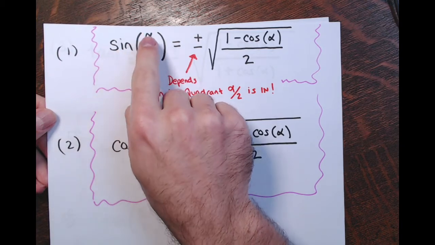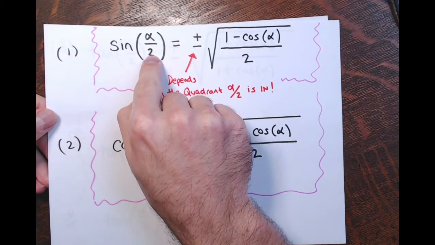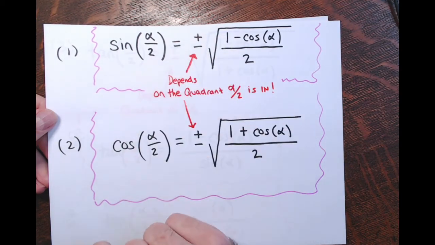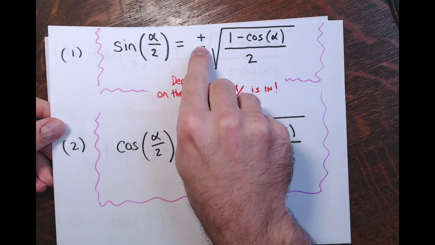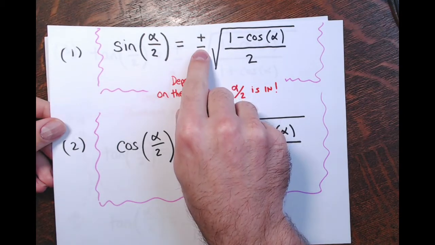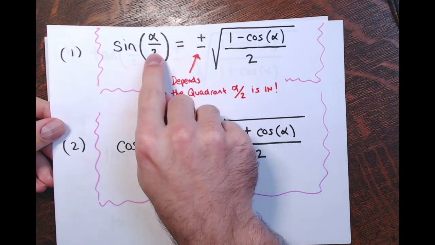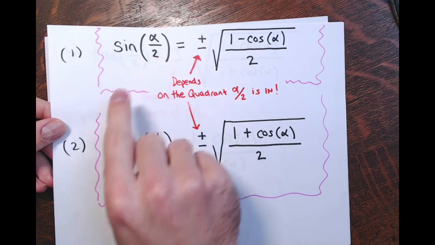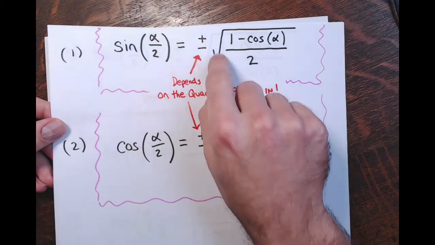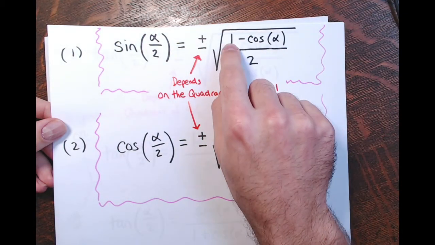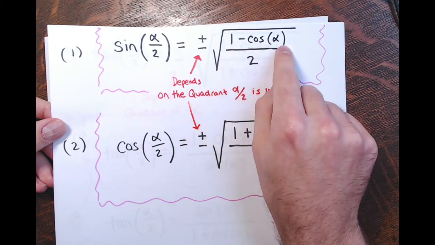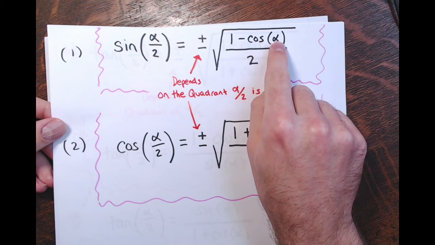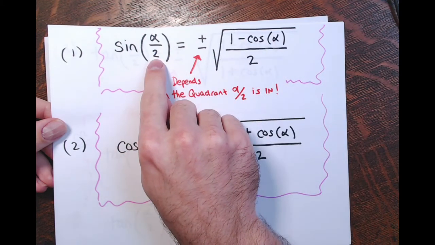The sine of half an angle, say half of alpha, is equal to either a positive square root or a negative square root, but it depends. You choose one of these, you don't use both of them. It all depends on what quadrant your half angle is in, what quadrant alpha over 2 is in. Then you have a square root of this fraction: 1 minus the cosine of alpha, divided by 2. Whatever angle is inside this cosine here is double the angle you're taking the sine of.